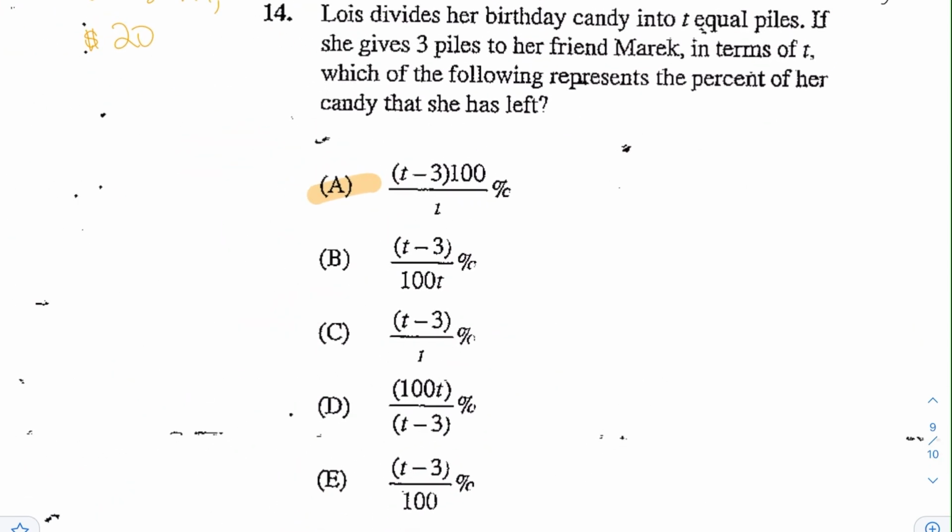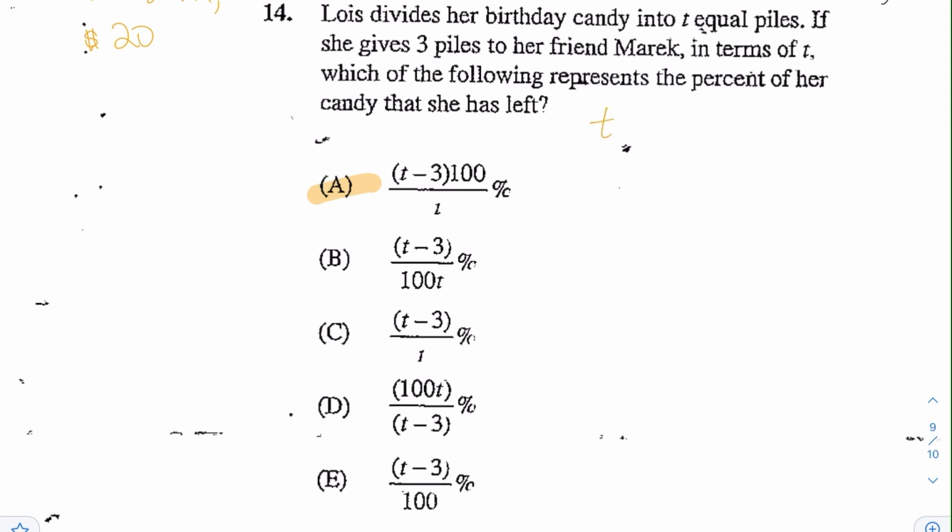All right, next for number 14, Lois divides her birthday candy into T equal piles. If she gives 3 piles to her friend Merrick, in terms of T, which of the following represents the percent of her candy that she has left? All right, so she divides her birthday candies into T equal piles, and she gives 3 of them to Merrick.